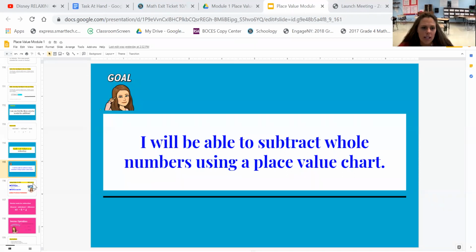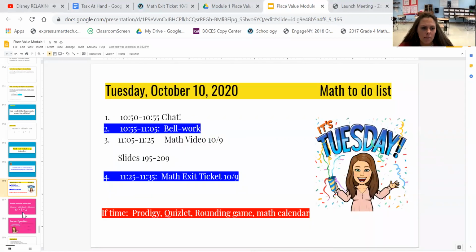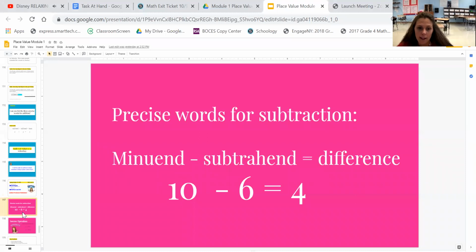So let's first get started by just talking about some precise words with subtraction. Hopefully you've heard these before. We have a minuend, subtrahend, and the difference. Minuend, subtrahend, difference. And you can look below and see the minuend is the number that we're taking away from. The subtrahend is the number how many we're taking away, and the difference is what we're left with.